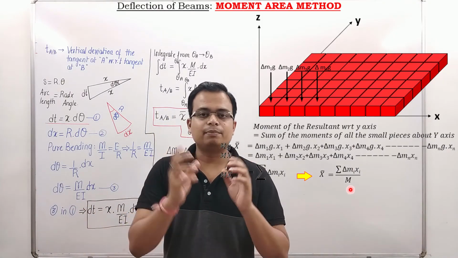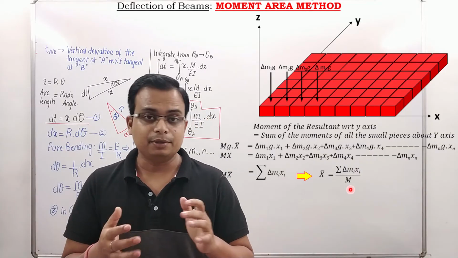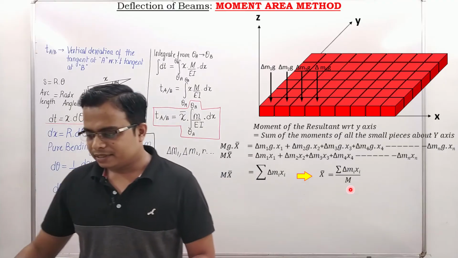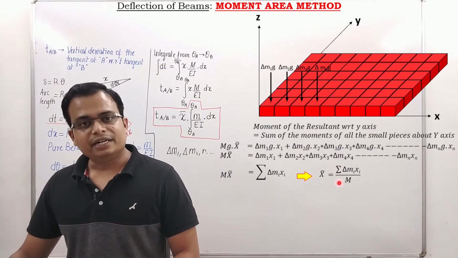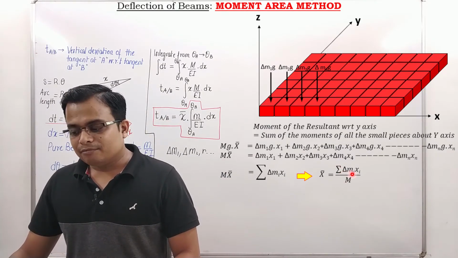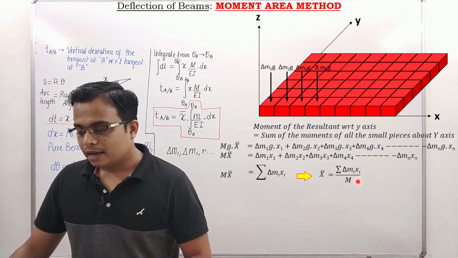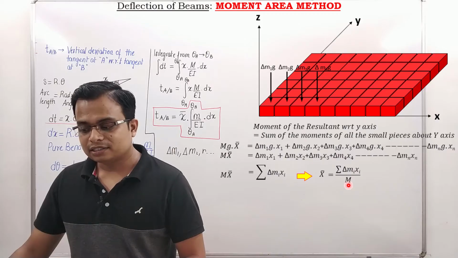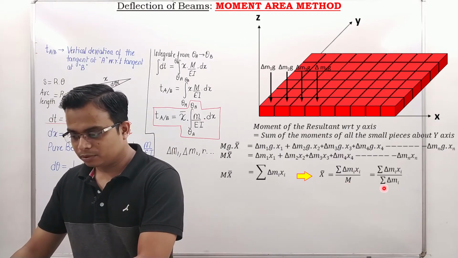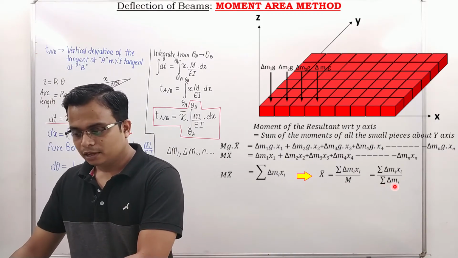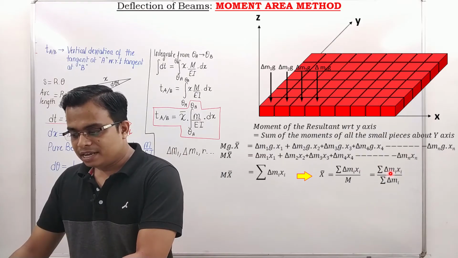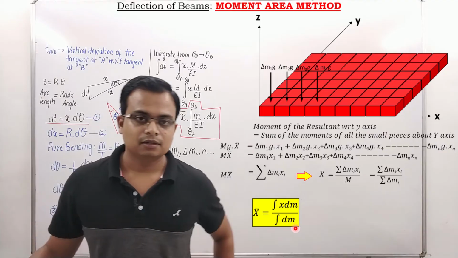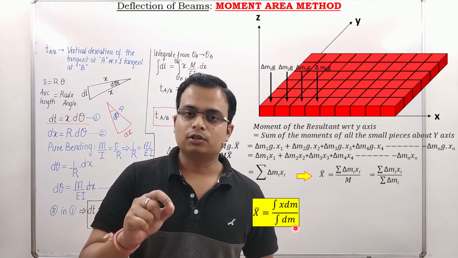Let's say there are infinite pieces, not n pieces, and each piece is extremely small. In that case, this summation will convert to an integral. This delta m will convert to dm, and that's it. Instead of writing this m, you can also write summation of delta m. Let me show that to you. So it is integration of x dm by integration of dm. That's it. This is something which you must have gone through in engineering mechanics.